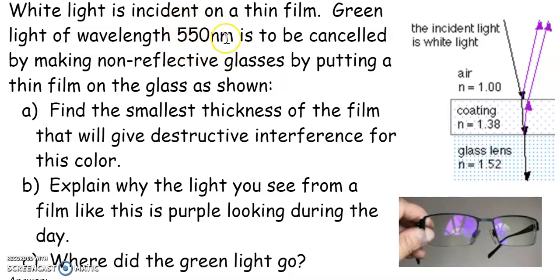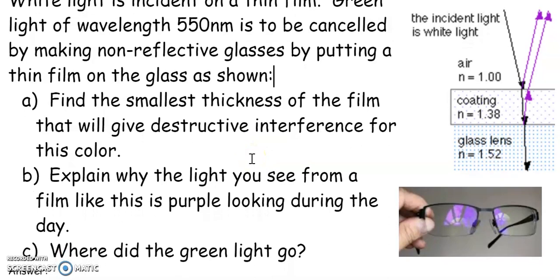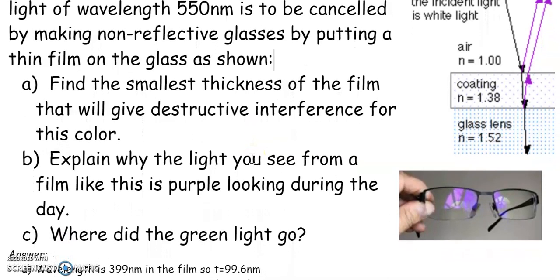So my first thing to do would be to take 550 divided by 1.38 and get the wavelengths that we're expecting to get. So that wavelength, whatever it is in there, if the smallest coating that we're going to have here is going to make it be destructive, then I want to add a half of a wavelength when I go over and back, which is to say that the thickness will need to be a quarter of a wavelength. So that's kind of cool.